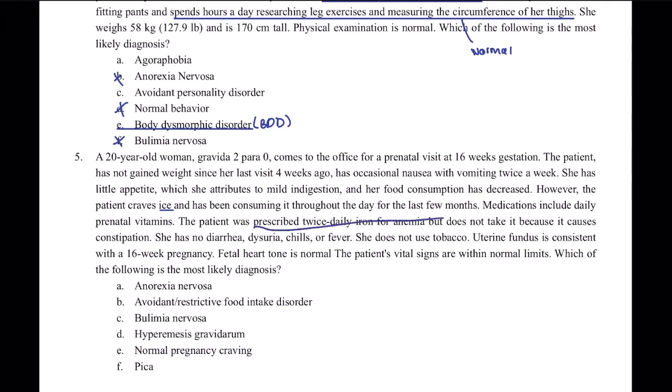She was prescribed twice daily iron for anemia, but does not take it because it causes constipation. She has no diarrhea, dysuria, chills, or fever. Uterus fundus is normal. Which of the following is the most likely diagnosis? Eating what you shouldn't eat. Pica.